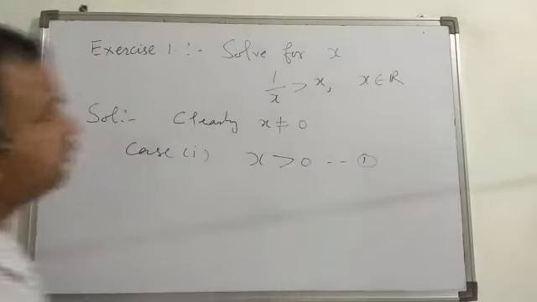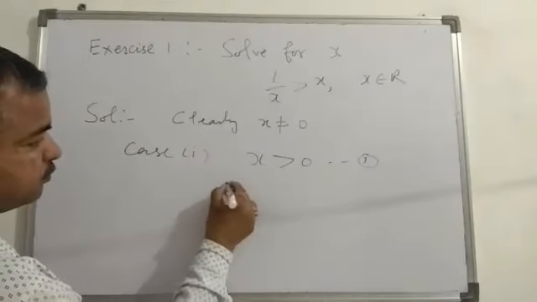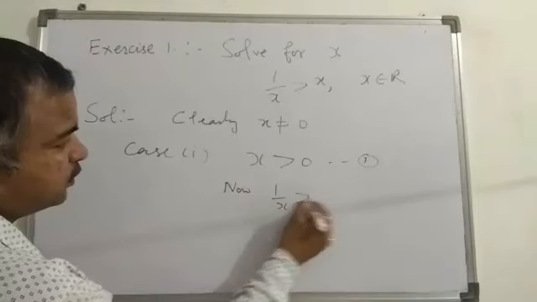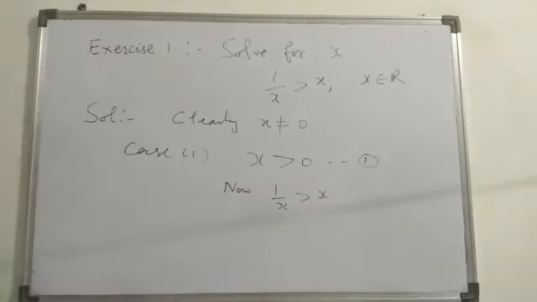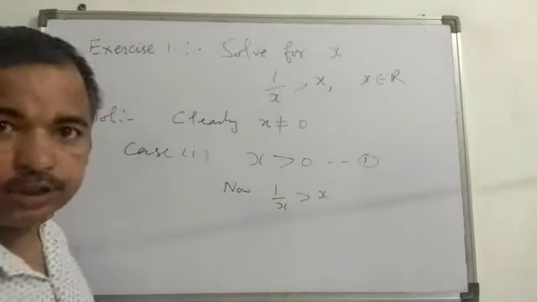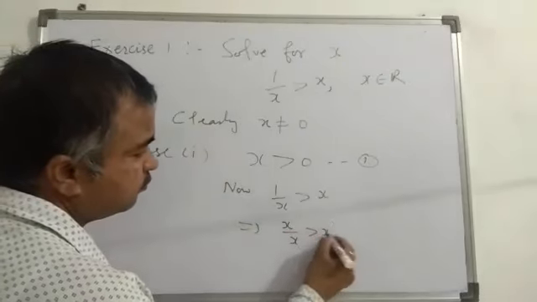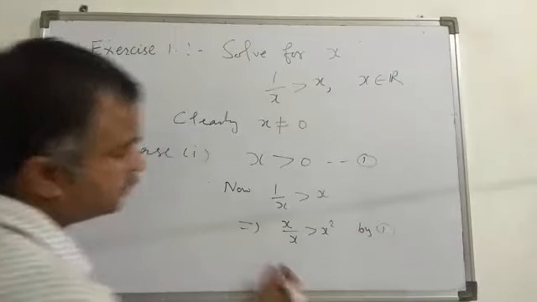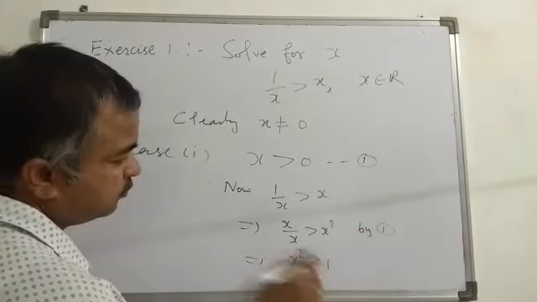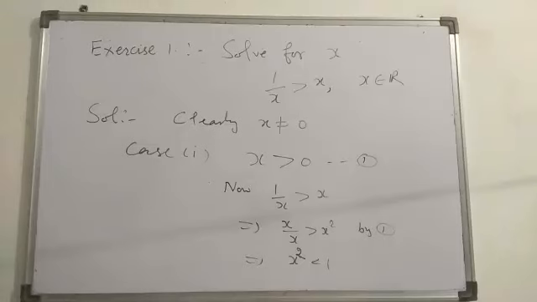Let's call it inequality 1. Now 1 over x is greater than x. So if we multiply both sides by x, if we multiply by a positive real number, then the inequality does not change. It means x square is less than 1. Yes, x square is less than 1.